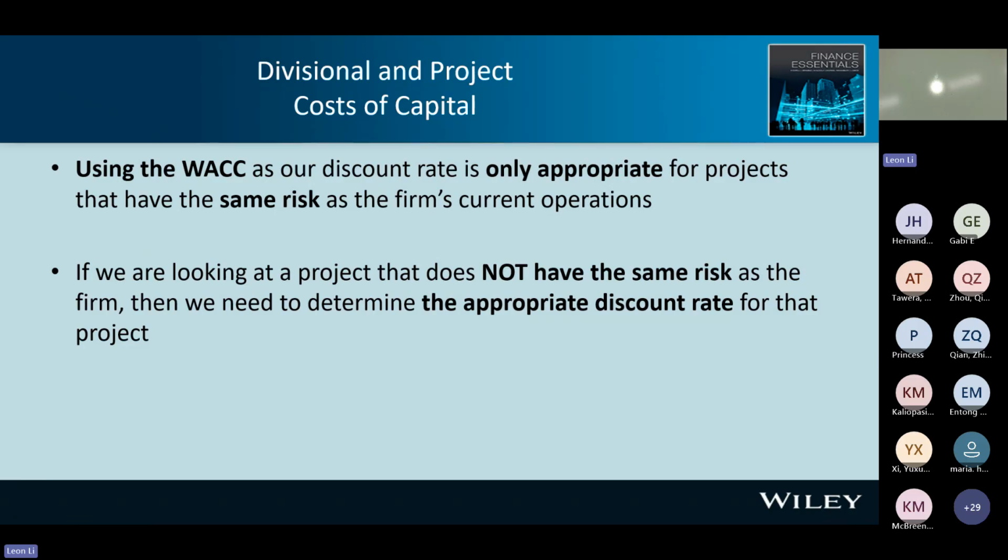So we need to determine the appropriate discount rate. That means we need to determine the risk: higher risk means higher required return, lower risk means lower required return.